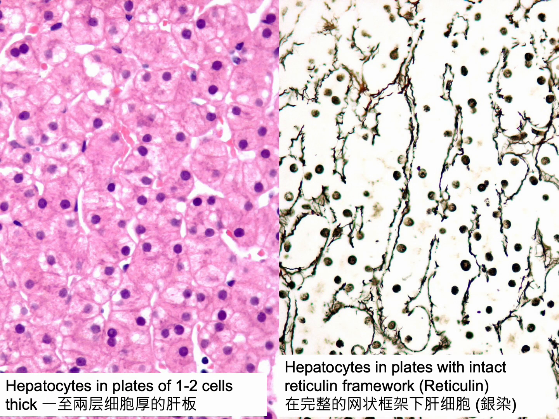In between a central vein and its surrounding portal tracts, the hepatocytes arrange in plates or trabeculae of 1 to 2 cells thick, surrounded by an intact reticulin framework. In between the plates of hepatocytes, there are sinusoids connecting the central vein with the portal vein and hepatic artery.